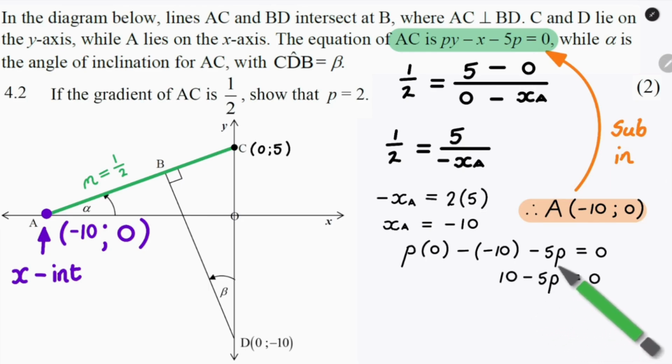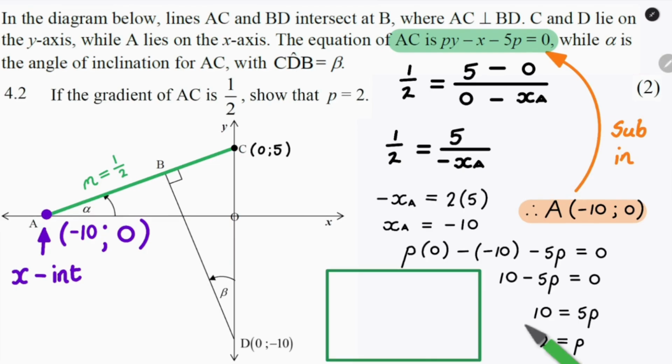Then I'm going to move that over to the other side. And it becomes positive 5p. Divide both sides by 2. And we have p equals 2. So now, they didn't quite ask you to get p. What they're also asking you is to complete the equation of AC.